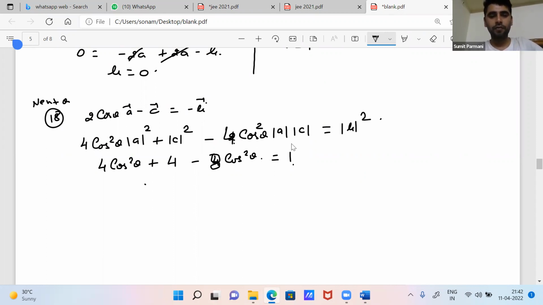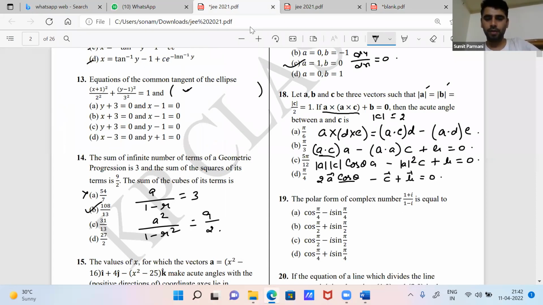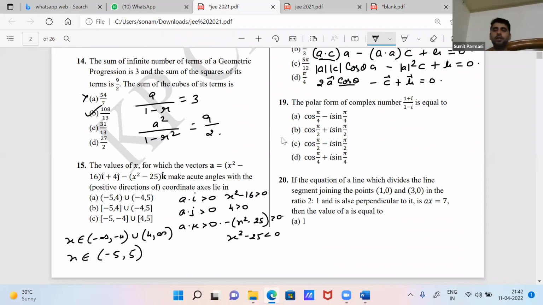So we have 4 cos square theta equals 3. So we have cos square theta equals 3 by 4. We have cos theta equals plus minus root 3 by 2. So for acute angle, we have to take cos theta equals root 3 by 2. So theta is 30 degrees. Theta is 30 degrees, that is pi by 6. Okay, so this is the final solution.